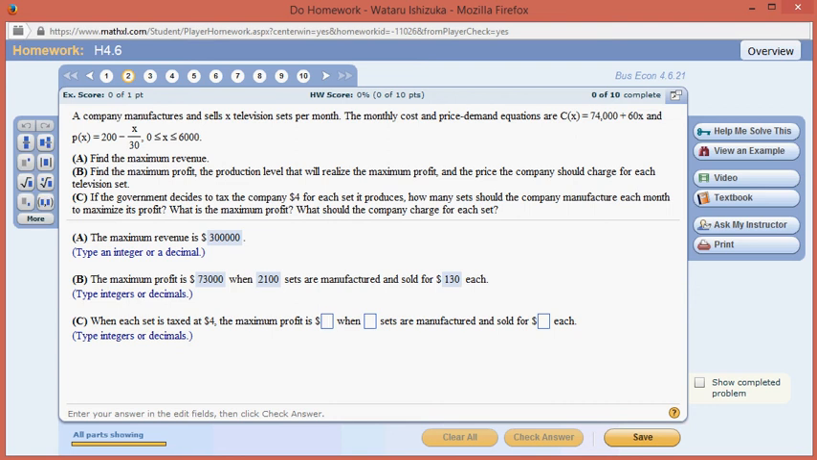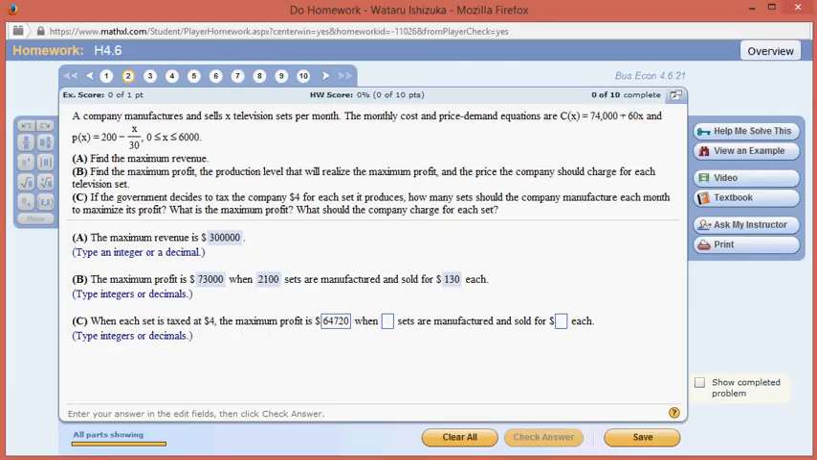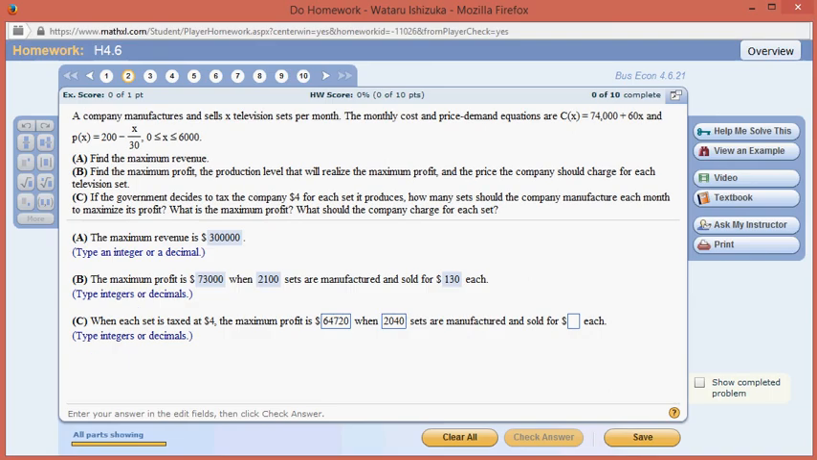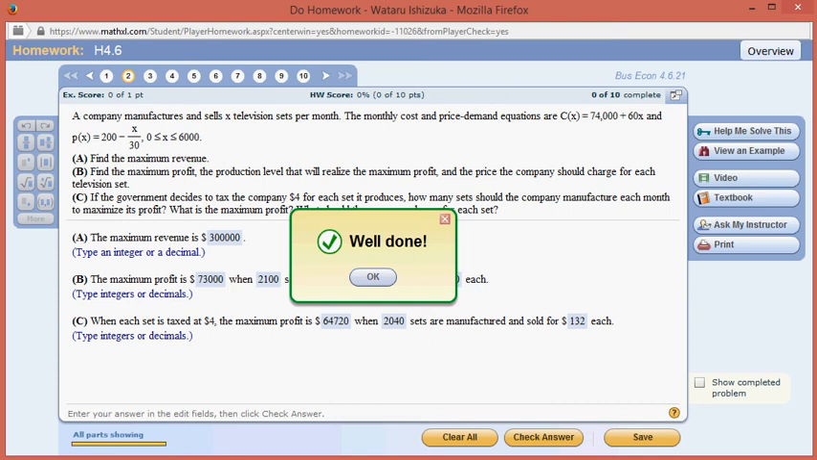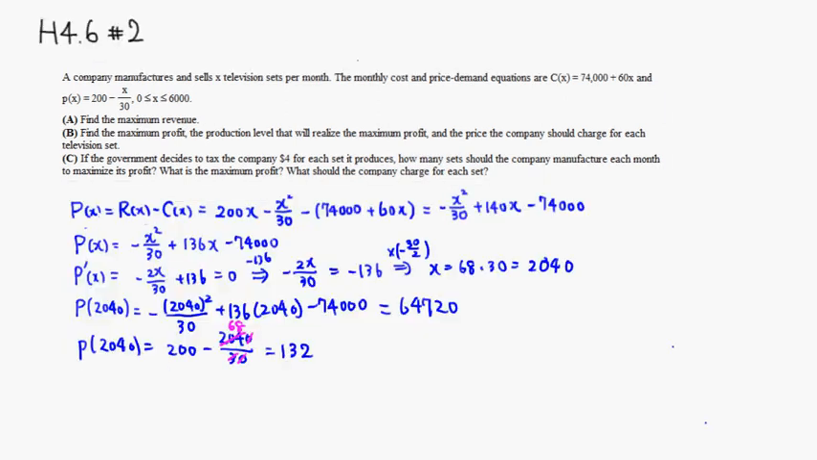So profit is 64720, yes. And the sets to manufacture are 2040, and the price was 132. Alright, let's check the answer. It's a little tedious, but we got them all. Alright, that's it. I hope that this was clear.